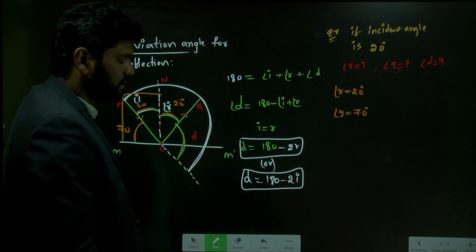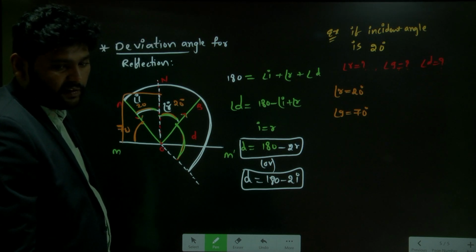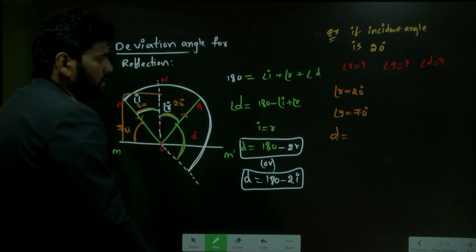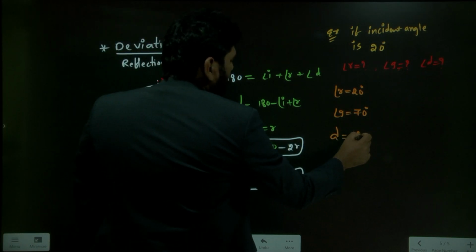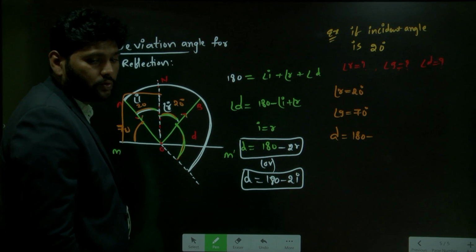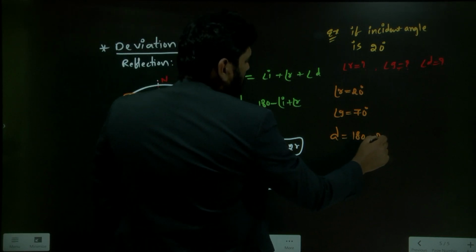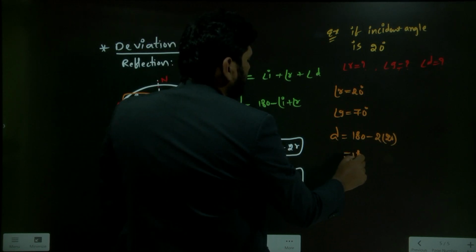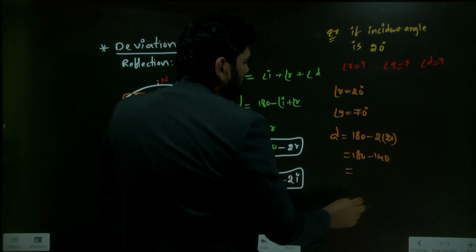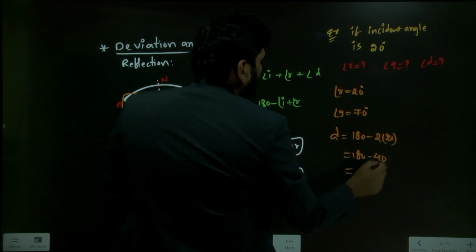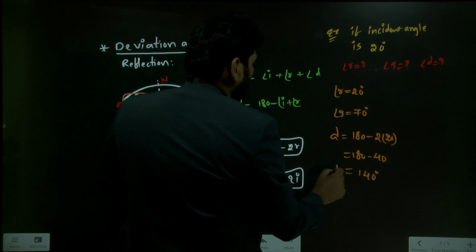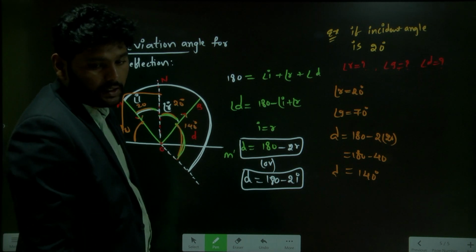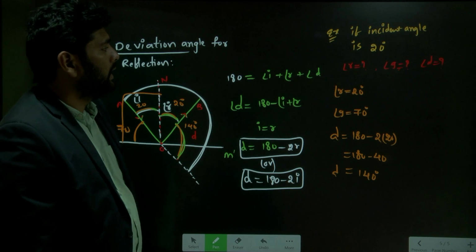In the same way, the deviation angle. Tell me the deviation angle. 140 degrees. How is the deviation angle 140 degrees? Because deviation angle is equal to 180 minus 2r or 2i. So 2 into r, which is 20, is 40. Finally 180 minus 40, that is 140 degrees, is your deviation angle. So that way we can calculate the deviation angle, reflected angle and incident angle.